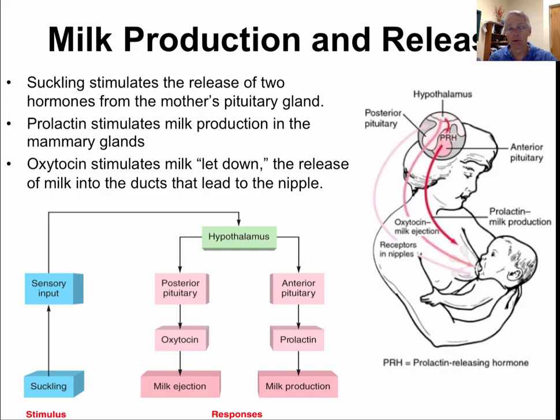And so the more the baby nurses, the more prolactin, the more milk is produced. And the letdown of milk, when the milk actually starts to come out of the mother's nipple, again, it's based on this stimulus of the suckling. And when the baby starts to nurse, within a few seconds, the milk will start to let down and be available for the baby.